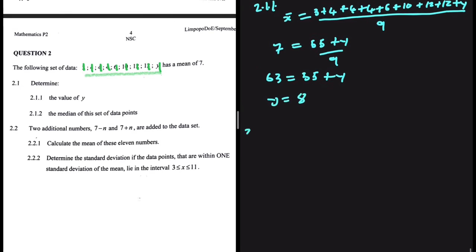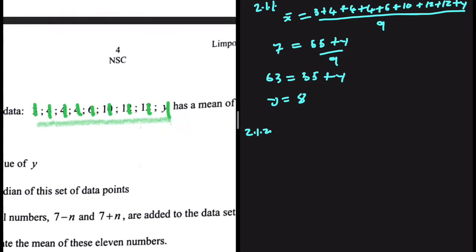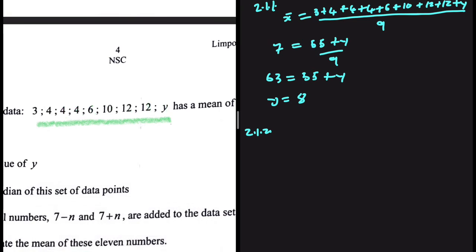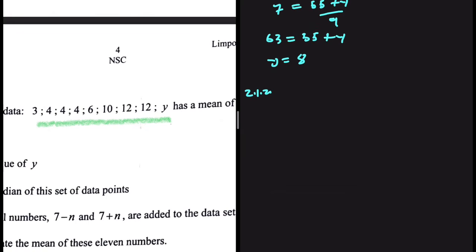Let's go ahead and do 2.1.2. We're looking for the median of this set of data points. So let me just uncover our data points. In order for us to find the median, we need to arrange our data from the smallest to the highest. So if we do that, we're going to have 3 and then 4, 4, 4. After that, we have 6. We know that y is 8. So y is here between 6 and 10. And then we have 12, 12.